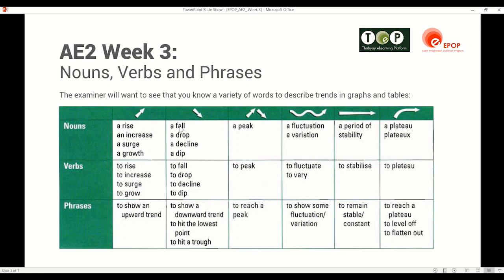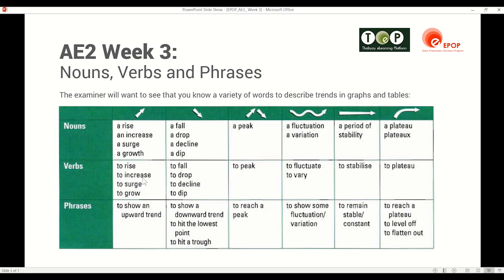Here, a downward trend, a fall, a drop, a decline, a dip, a peak where it reaches its maximum, a fluctuation where it's going up and down, a period of stability where it's remaining the same, and a plateau where it rises and then it flattens out here, levels off for a period of time.